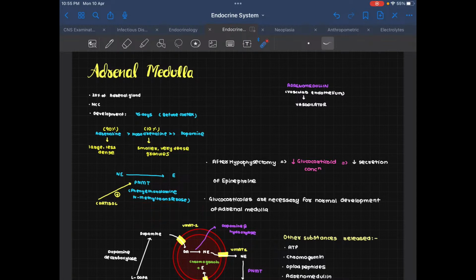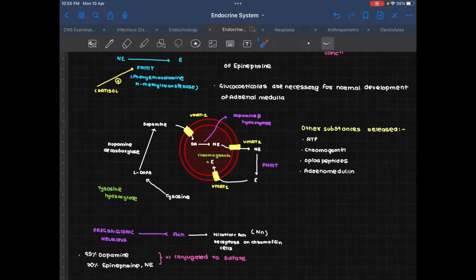It's going to attach methyl to norepinephrine, converts it into epinephrine. This enzyme is not present in the nerve cells. So if this enzyme is not present in the nerve cell, the major neurotransmitter released by the nerve cells is norepinephrine. Okay? So this is what is happening.